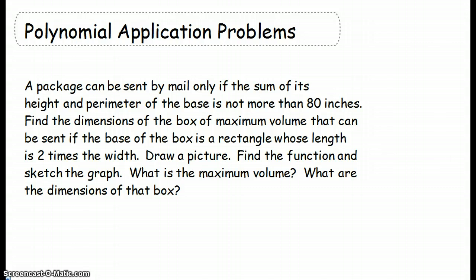What is the maximum volume? What are the dimensions of that box? So the first thing you need to do is make sure that you understand what the question's asking for. They're asking for the maximum volume, and they're also asking for the dimensions. And dimensions, of course, means the length, width, and the height. So the best thing for me to do first is I'm going to draw myself a picture.